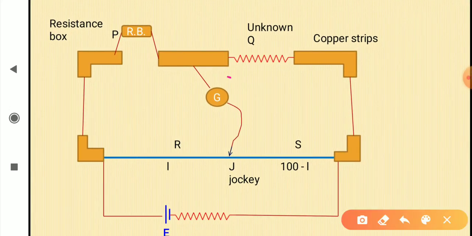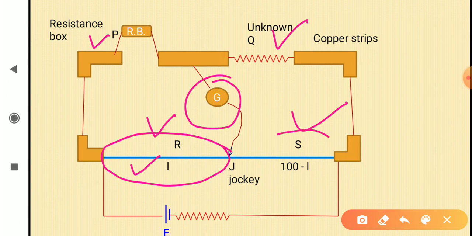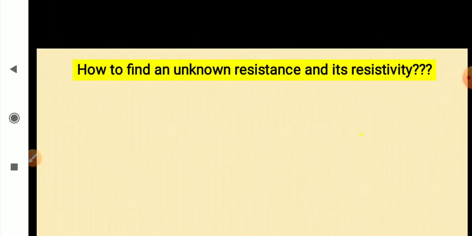Wheatstone bridge rather. Now when no current passes through the galvanometer or when it is not showing any deflection, we say that this position is a null deflection position, and in that case we will get P upon Q is equal to R upon S. Now resistance of any wire is directly proportional to its length, so R is proportional to L. Similarly, S is proportional to 100 minus L, right? So using all these things we can find out an unknown resistance and its resistivity also. Okay, so let's see how we do it.